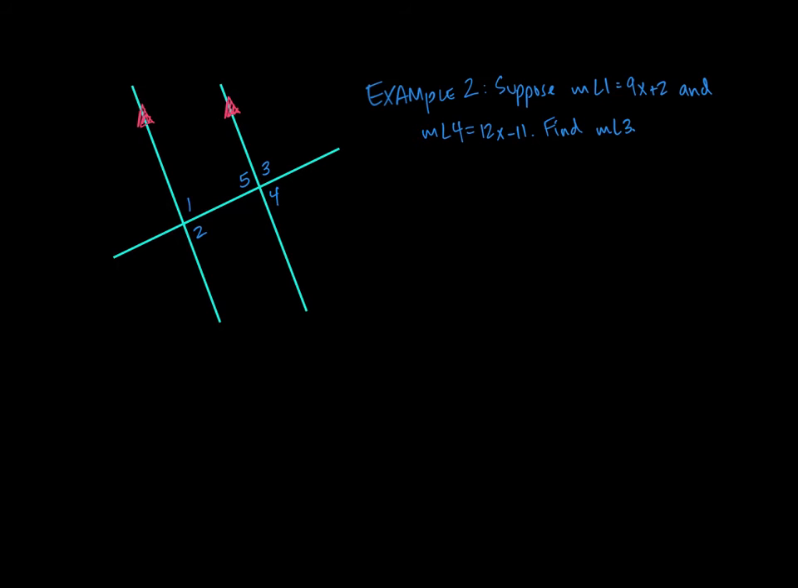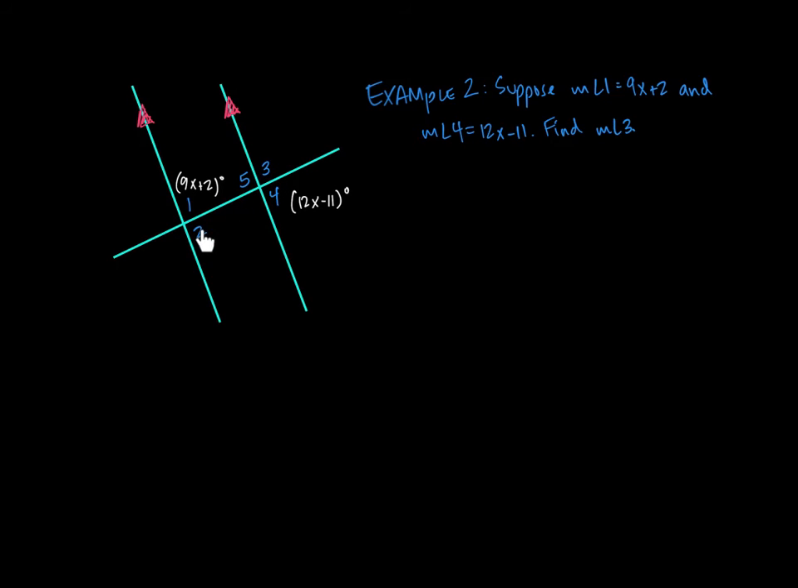So in this problem, first of all, notice that we have two parallel lines and a transversal. Suppose the measure of angle 1 is 9x plus 2. So let's put that in there, 9x plus 2 degrees. And the measure of angle 4 is 12x minus 11 degrees. Find the measure of angle 3.